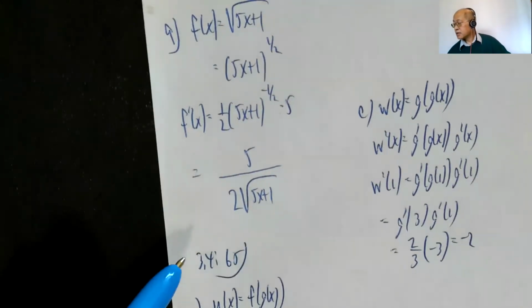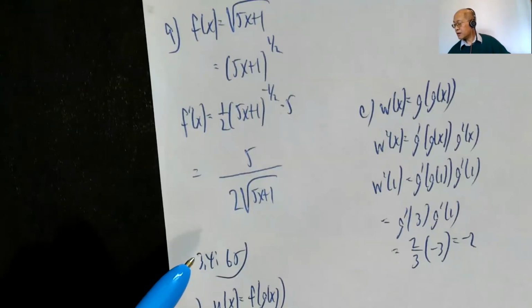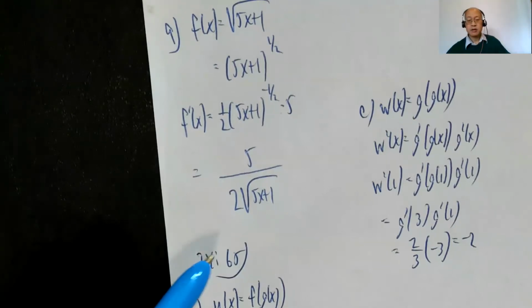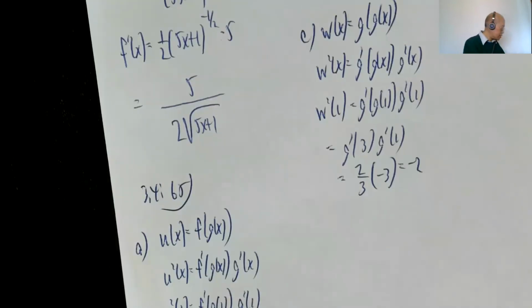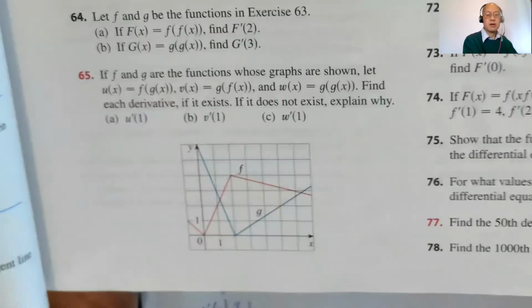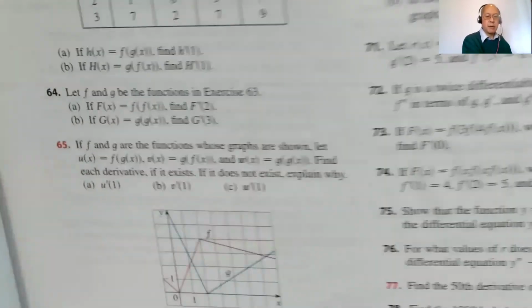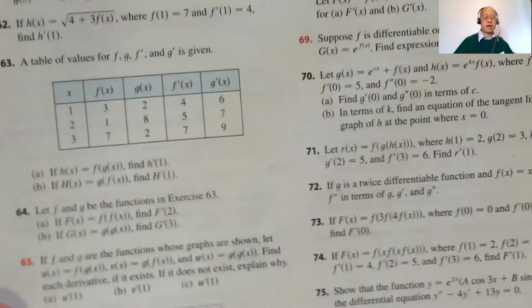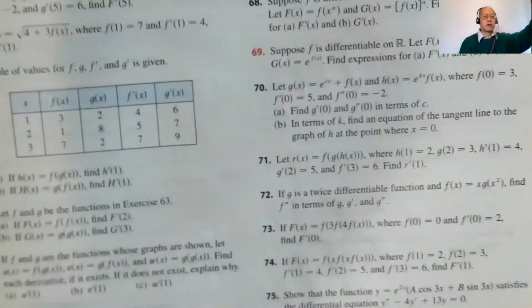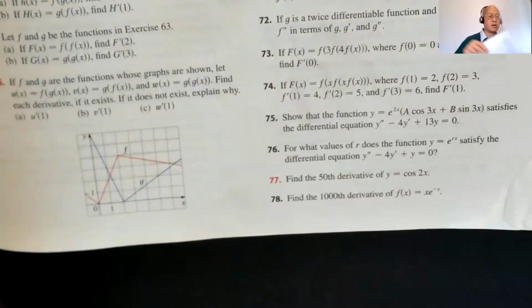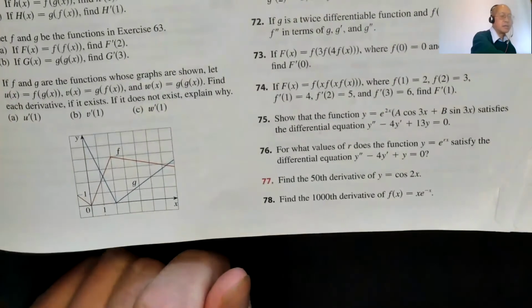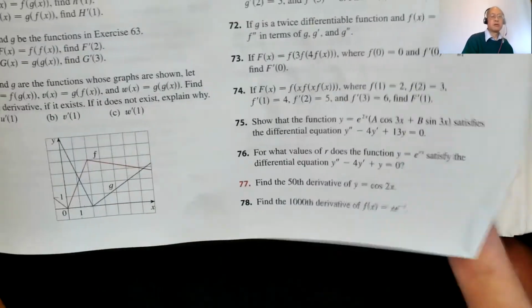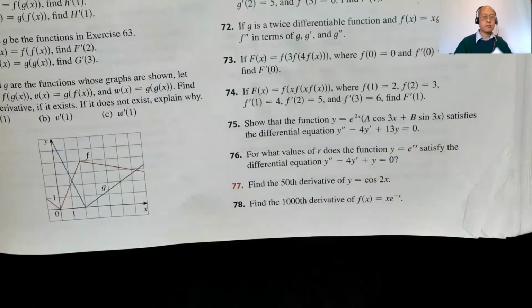And then let's see, 65. Yeah, let me do 65. That one requires a picture. So we have to base everything off this picture. So I'm going to have to bounce back and forth between the picture and what we have. Let me actually try to leave the picture here, so I don't have to keep carrying the book.